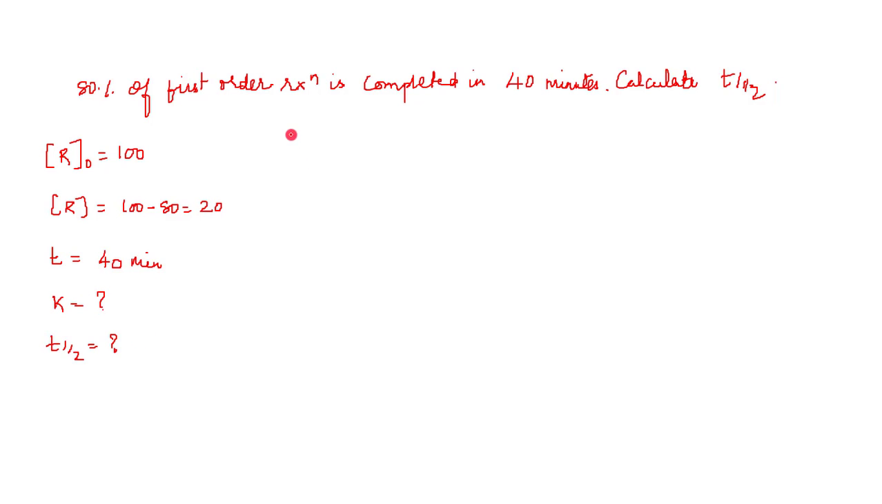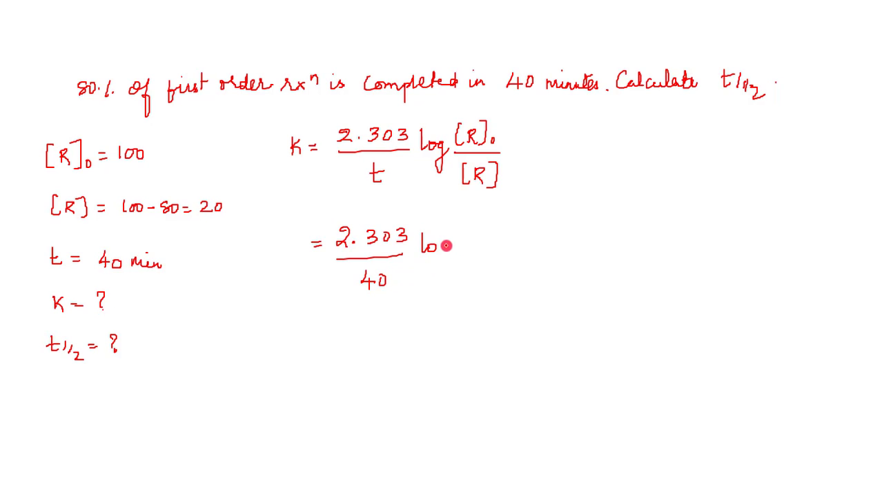So again, write down the rate constant expression. K is equal to 2.303 divided by T log of R naught by R, right? So 2.303 divided by time, how much is given? 40 minutes. 40 log of 100 divided by 20. Okay, so 20s are 5, log of 5.